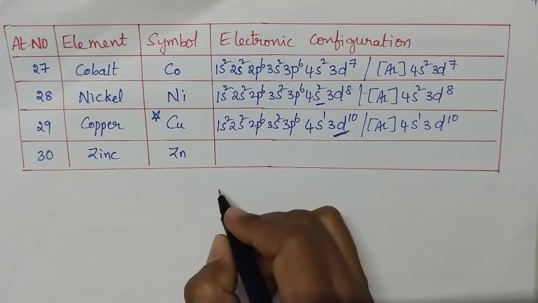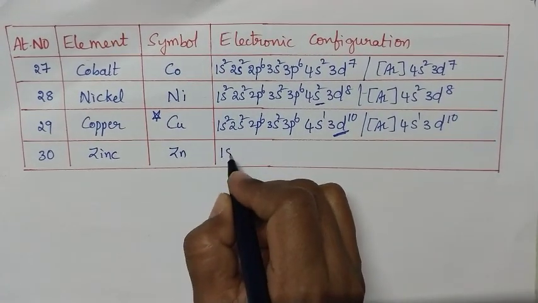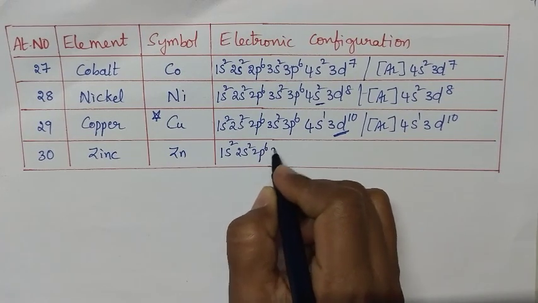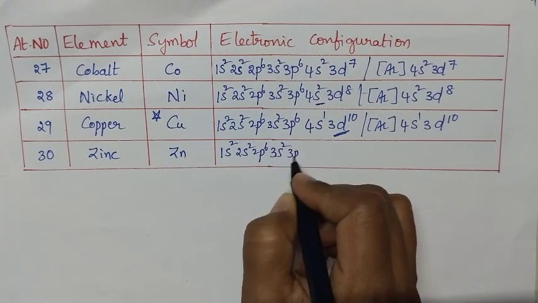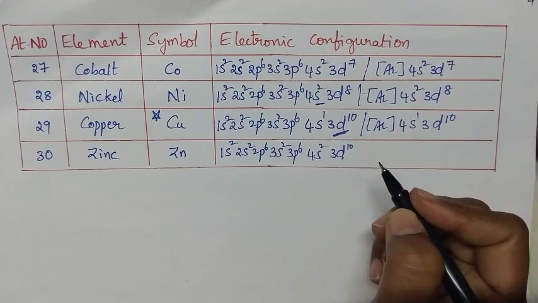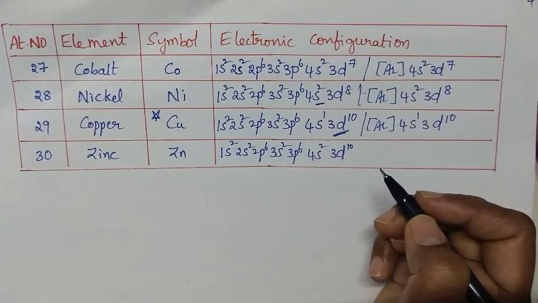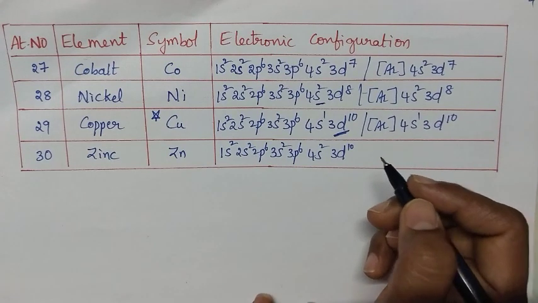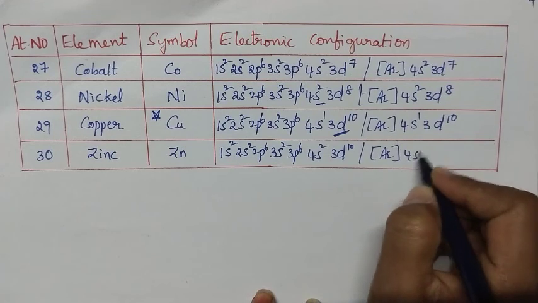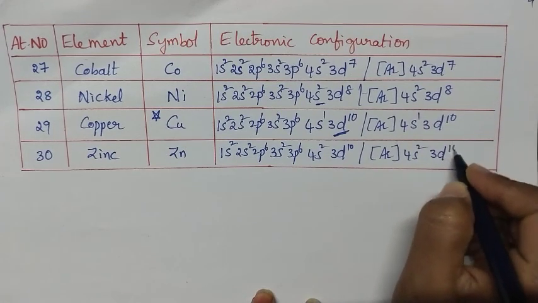And coming to the zinc, its configuration is 1s2, 2s2, 2p6, 3s2, 3p6, 4s2 and 3d10. Is it clear, students? So its configuration can also be written as argon 4s2 and 3d10.